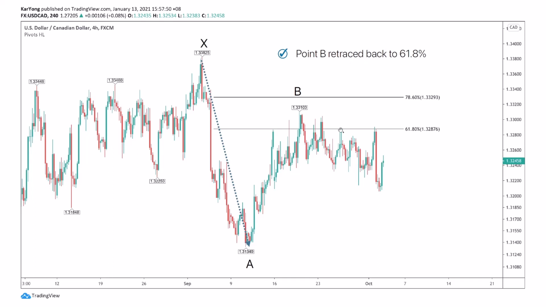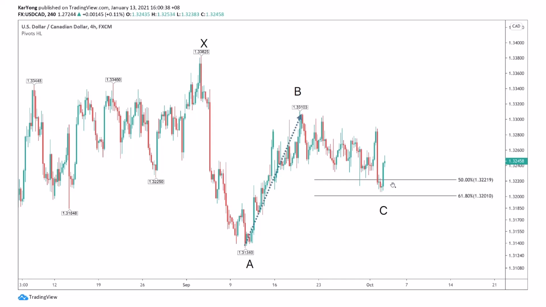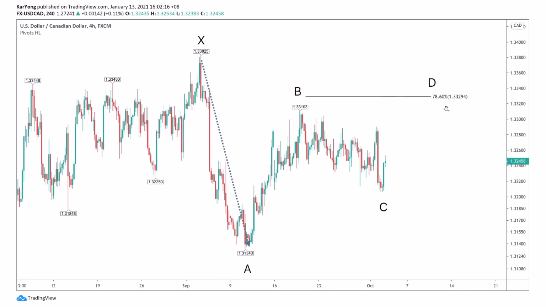Then the next thing to look at is point C. Point C basically has to be between 382 and 886. And in this case here, we came down, touched the 50. It's great, because we have at least 382 to 886. So 50 means it's within the zone. Point C retraced back to 50. That's valid. So once that's done, all we need to do now is to measure where point D likely completes. For a Gartley pattern, point D is at the 786 of our X to A leg. So you take back the Fibonacci, pull from X to A. 786 is where D point is likely going to complete.